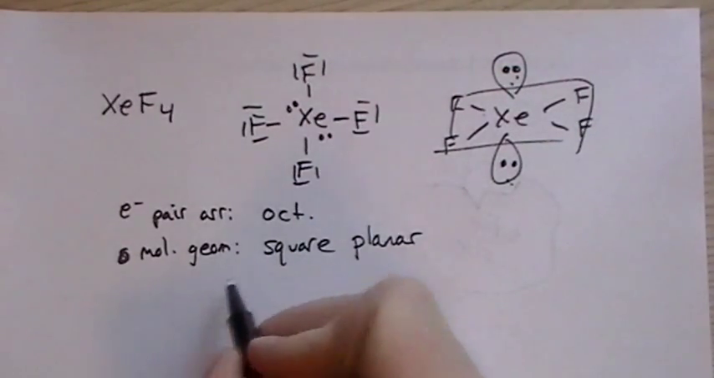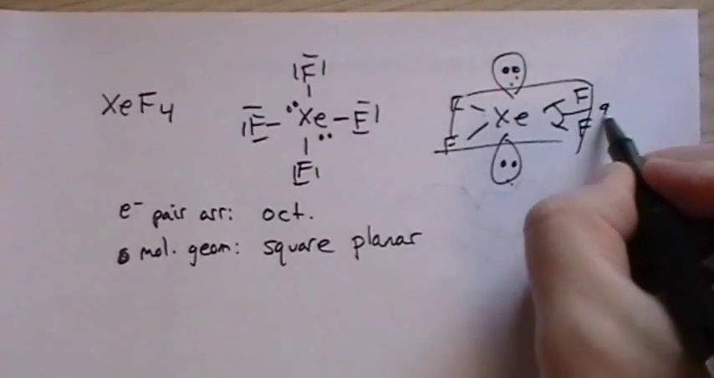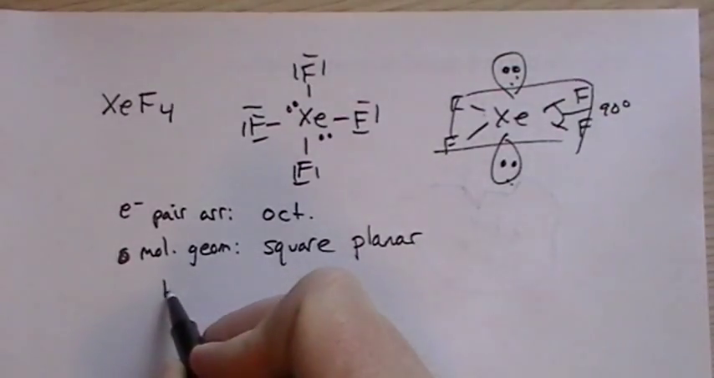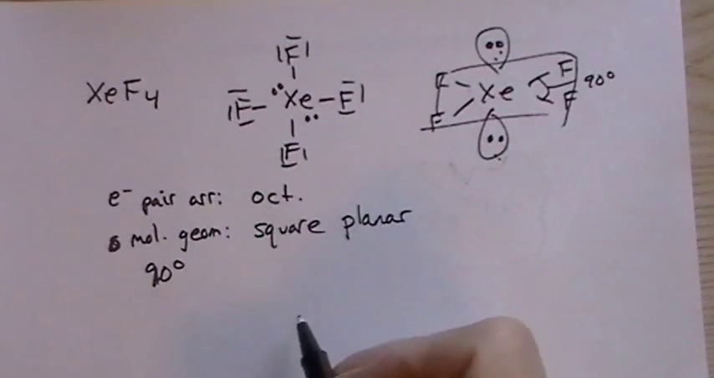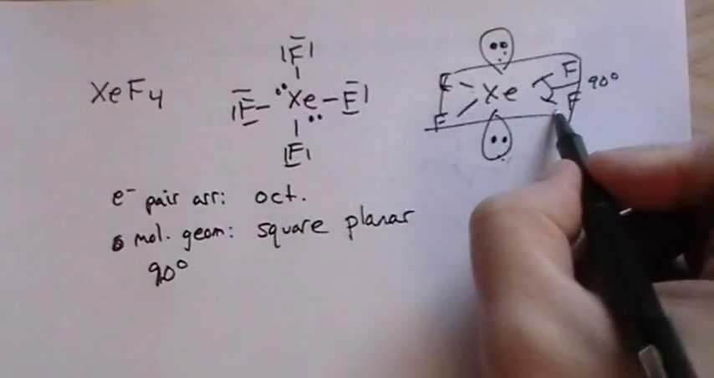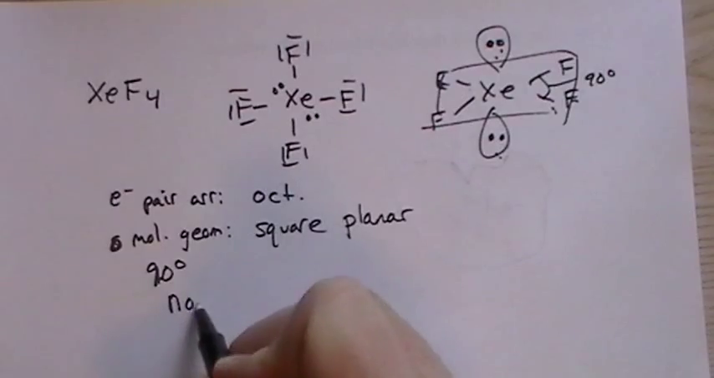The bond angle is going to be 90 degrees. So 90 degrees for the bond angle. And then polarity, the fluorines cancel each other, so this is nonpolar.